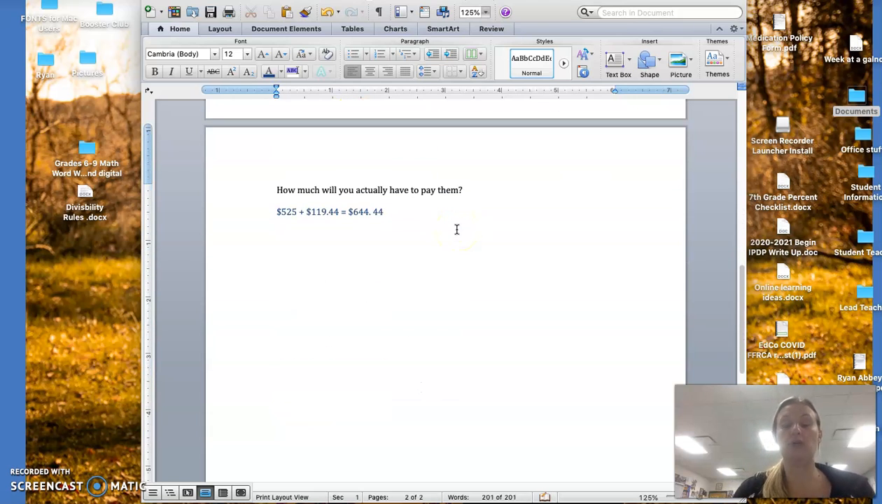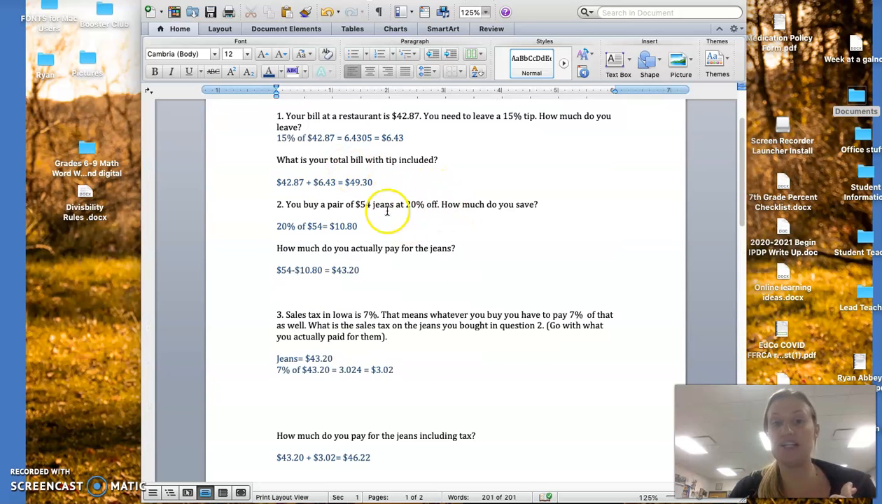Okay, so in the homework, you're going to see problems like this. You're going to find what's on sale. So you have a percent off. You still have to find the percent of that number. It's just then you go to subtraction if you have to find the total. If they just say, how much do you save? You can stop here. If they say the total, you have to subtract.